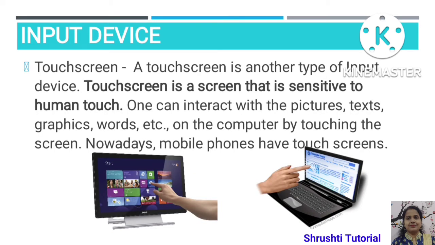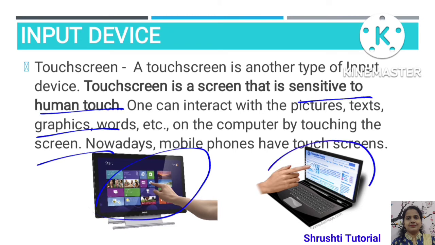Touchscreen. A touchscreen is another type of input device. A touchscreen is a screen that is sensitive to human touch. When we are touching, then it works also. One can interact with pictures, text, graphics, words, etc. on the computer by touching the screen. Nowadays, mobile phones also have touch screens. Can you see? By touching the screen, we are giving input to the computer.